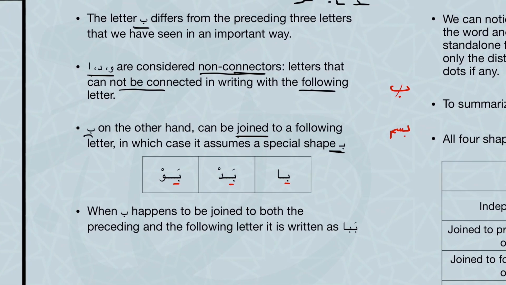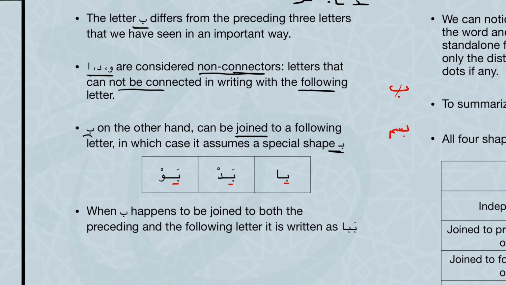Now, if I wanted to connect another ba after these, I would just write it bab, and I would pronounce this as bab, which is your first Arabic word, because most of the previous words were just random combinations. But this one is an actual Arabic word that means door.